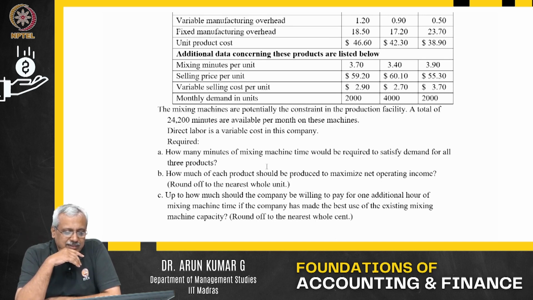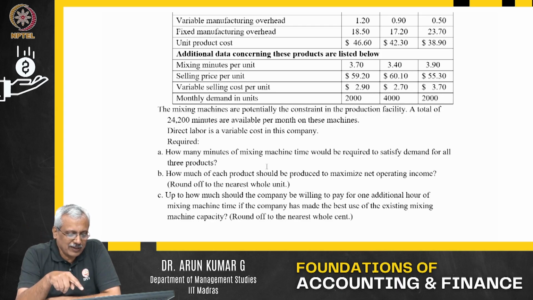Glen Company makes 3 products in a single facility. These 3 products have the following unit product costs. There are 3 products A, B, C: materials, labor, variable manufacturing overhead, fixed manufacturing overhead, and unit product cost. Additional data concerning these products are listed below: mixing minutes per unit, there is some process which needs mixing, selling price per unit, variable cost per unit, and monthly demand in units.